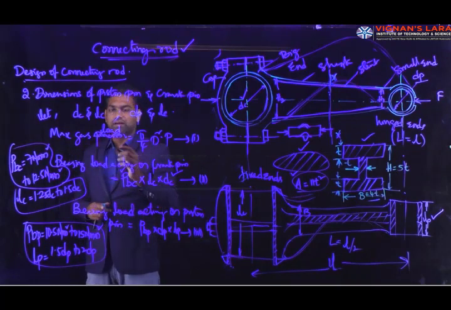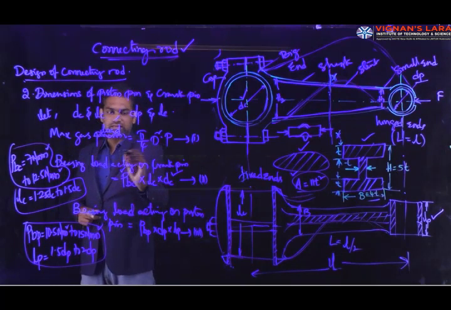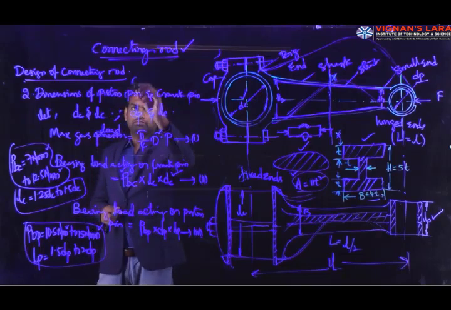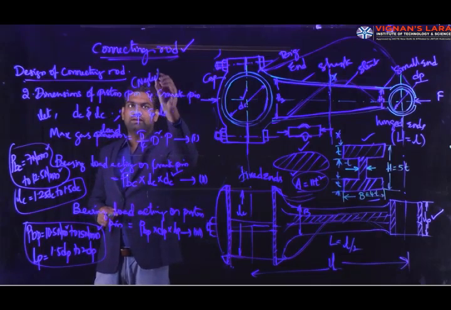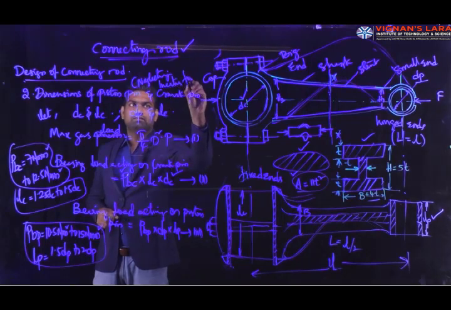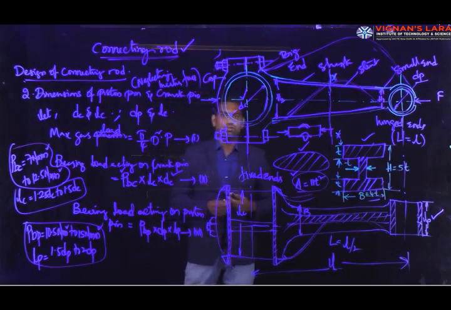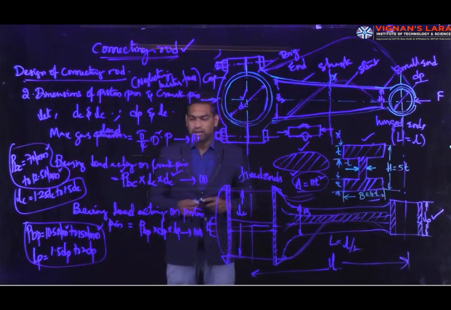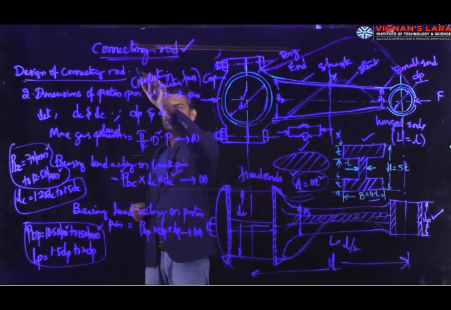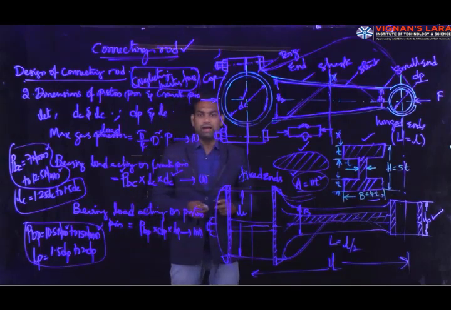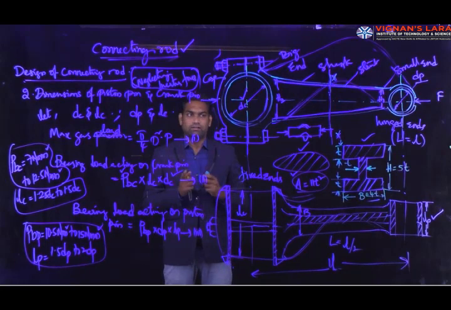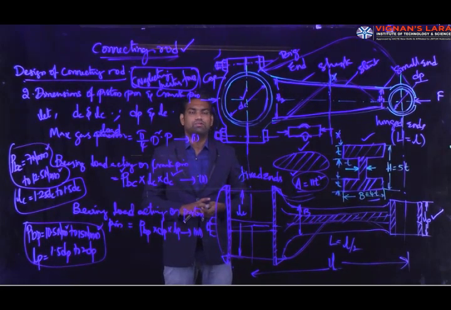Here we are assuming, by neglecting inertia forces, that the maximum gas load is equal to the maximum force acting on the connecting rod. This is a very important statement you need to mention here: the dimensions of the piston pin and crank pin are calculated against the maximum force acting on the connecting rod.